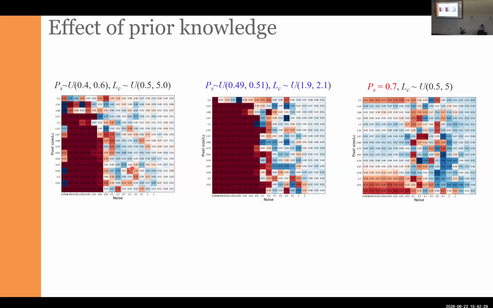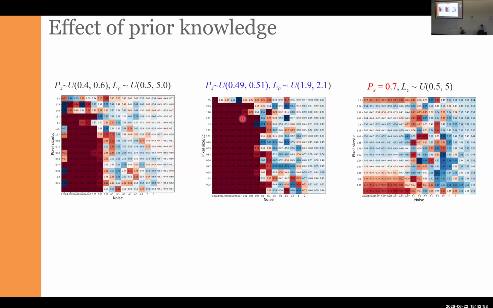The white and blue region is the region where we cannot learn much. So this is the region, in terms of resolution and noise, where we can learn the physics of the material based on the observations. If our prior knowledge about the material is fairly uncertain, this region is relatively small.